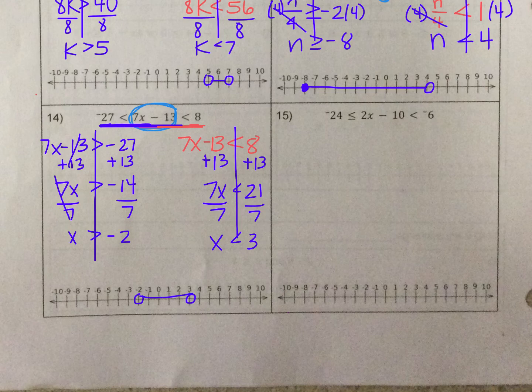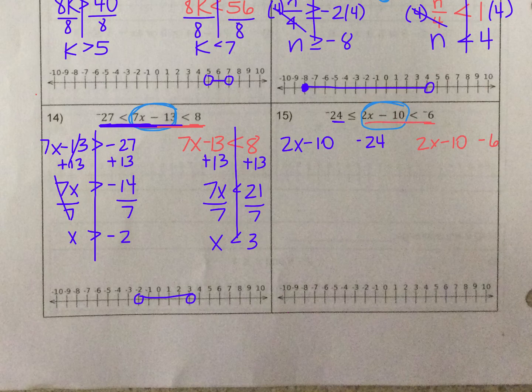All right, last one on this page. The answer to my first problem is going to be -24. The answer to my second problem is going to be -6. In the middle, they both share 2x minus 10. So both problems get that. 2x minus 10. All right.